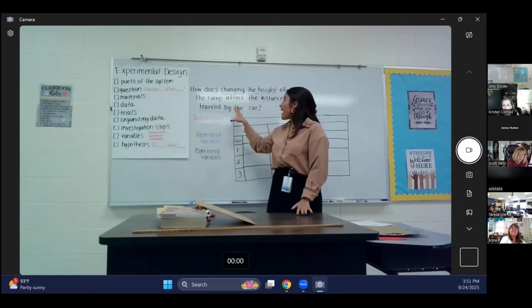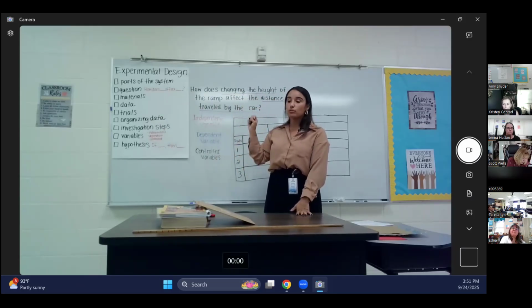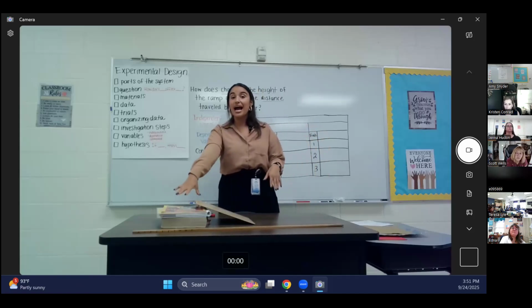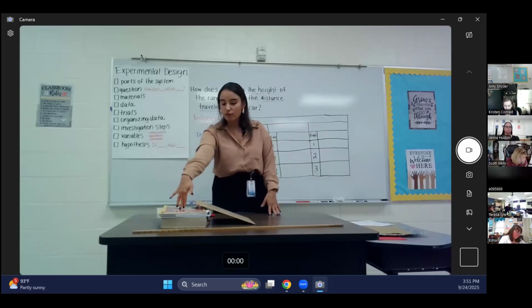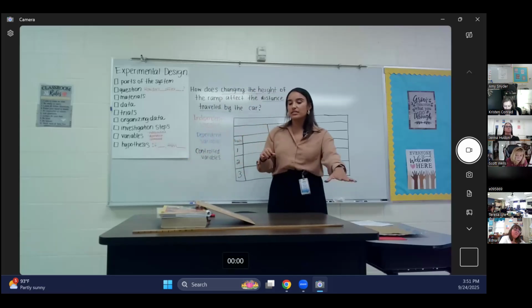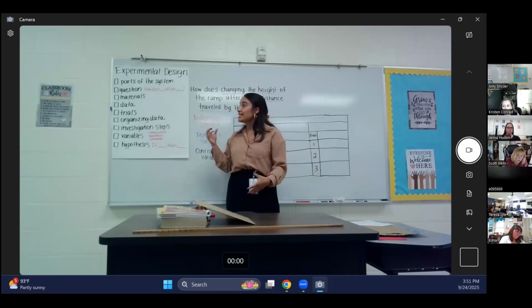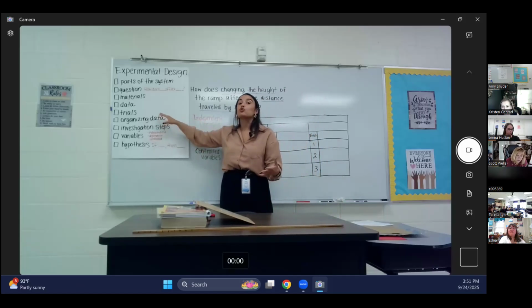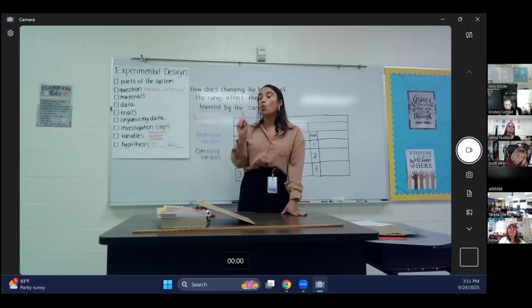Okay, so how does changing the height of the ramp affect the distance traveled by the car? I can adjust the height of the ramp by the number of books. I can even measure the height of my ramp, and then I would measure the distance using the meter stick. And also, good scientists will conduct several trials. A trial is when you perform the investigation one time.